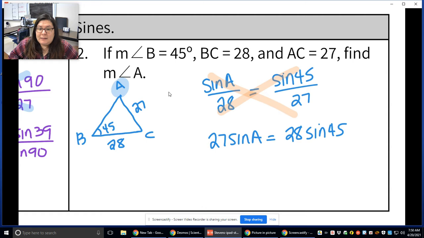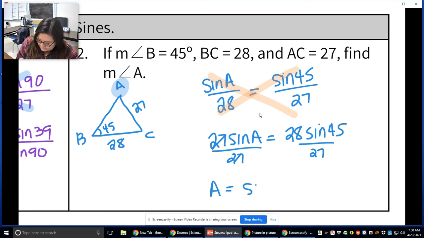We want A to be by itself, so let's divide both sides by 27, right? So it'll cancel from here, and I now have this fraction. The problem is that when I look at what's left over, it's sine A, and I just want capital A by itself. So now I want to move sine over to the other side of the equal sign. When I do that, it's going to turn into sine inverse. So A equals sine inverse of that entire thing that we have written.